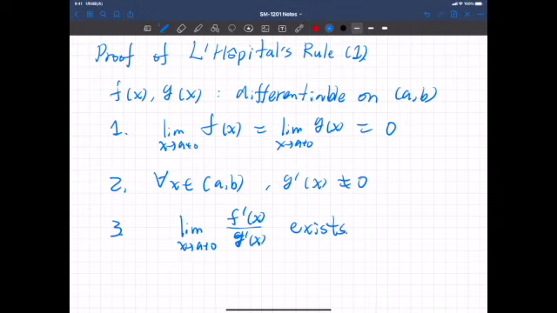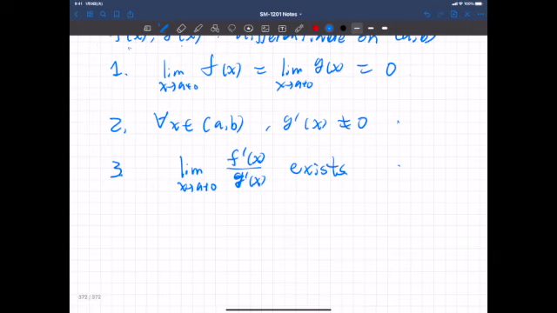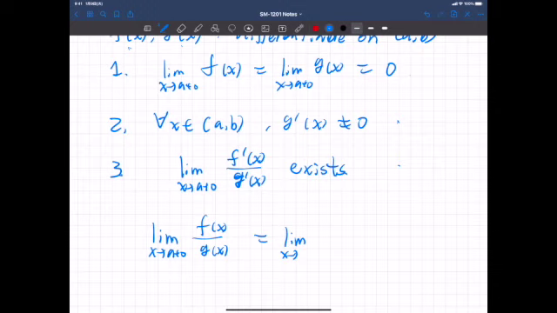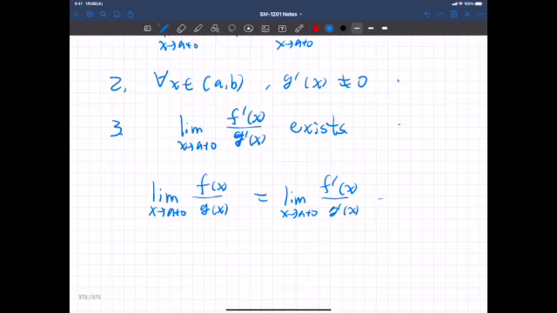So if these three conditions are met on differentiable functions f and g, then we want to prove that this right limit of f of x over g of x exists, and that it is equal to this right limit of f prime over g prime. So this is the limit which we want to prove now.